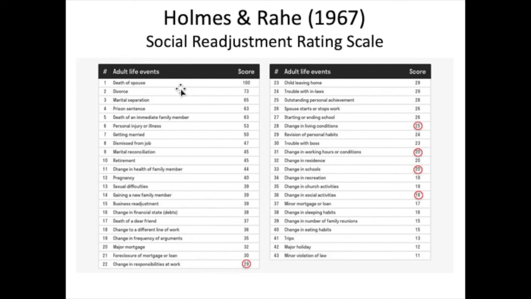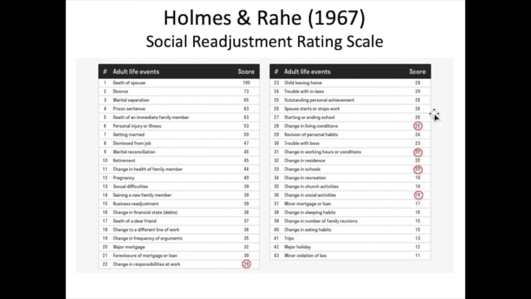Okay, so death of spouse being the highest score, which means the highest level of stress, actually. So one way to do it is, let's say you were to measure your stress level, you have to tick the ones that relate to you. For example, for me it is change in responsibilities at work, changing living conditions because of this coronavirus, change in working hours, change in schools, changes of social activity, let's say.